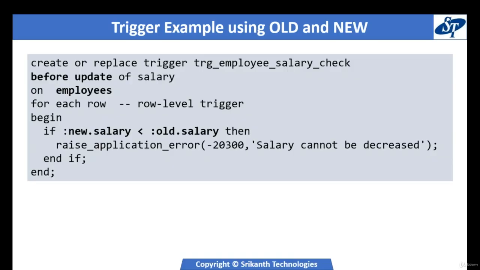So if you are trying to set the salary in such a way that the new salary is less than the old salary, we raise error and stop the process. And this is a before update trigger, and it is executed only when you make a change to salary. So we are going to check whether the salary is less than the old salary. If so, we stop, otherwise we proceed. This is how we create triggers.